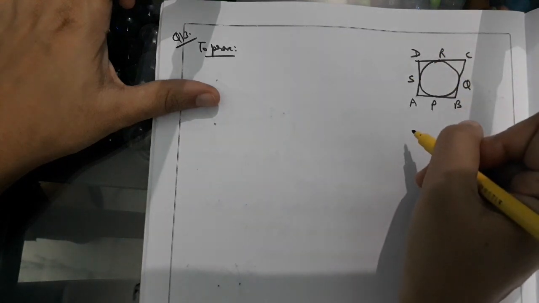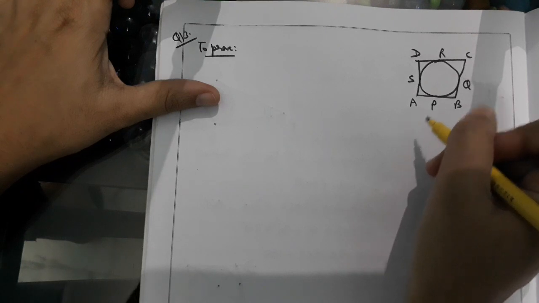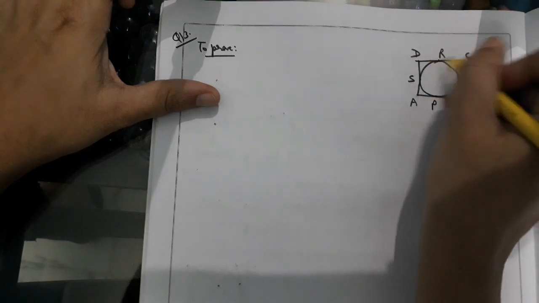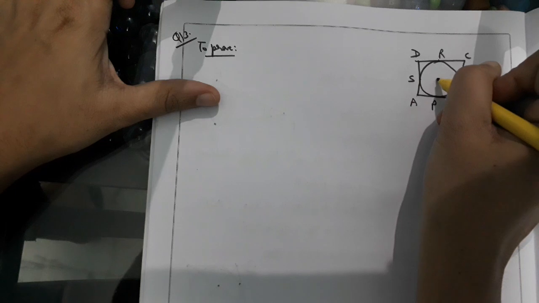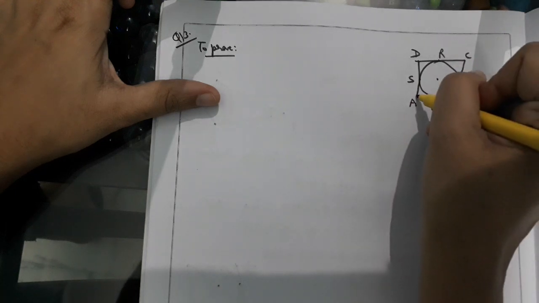These are the points of contact. Now they are saying prove that the opposite sides of a quadrilateral. So we can see that AB and CD are the opposite sides of the quadrilateral. They subtend supplementary angles at the center of the circle. So this is the center of the circle.